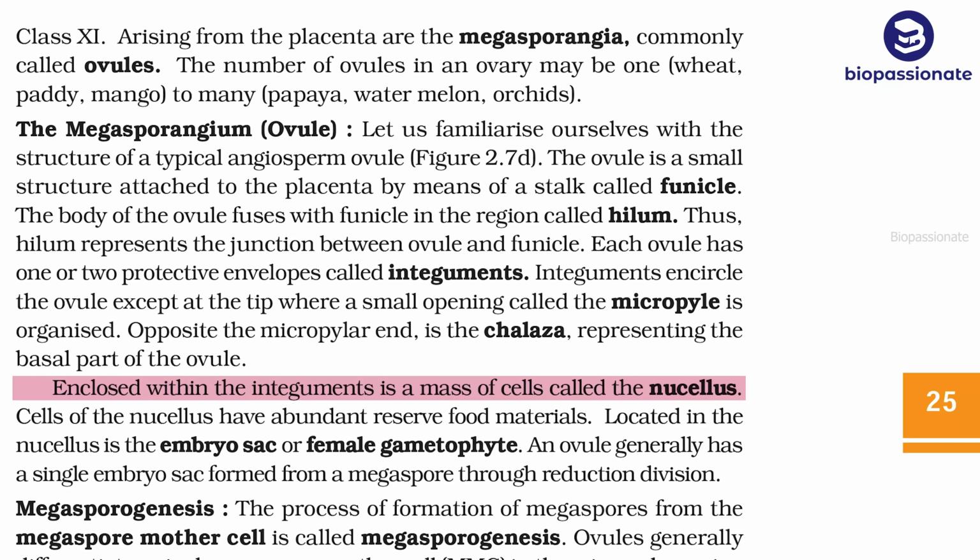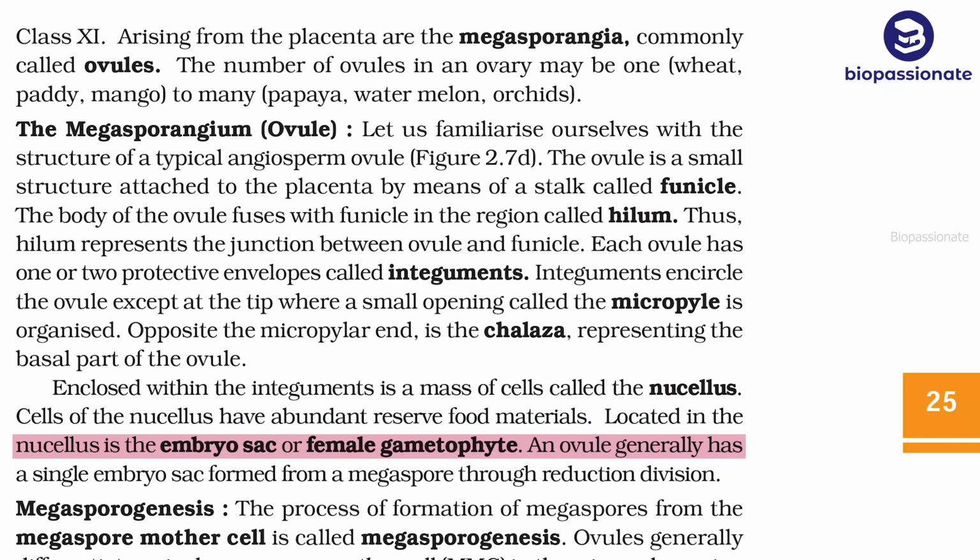Enclosed within the integuments is a mass of cells called the nucellus. Cells of the nucellus have abundant reserve food materials. Located in the nucellus is the embryo sac or female gametophyte. An ovule generally has a single embryo sac formed from a megaspore through reduction division.